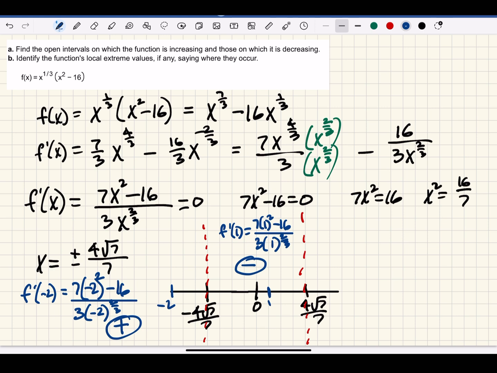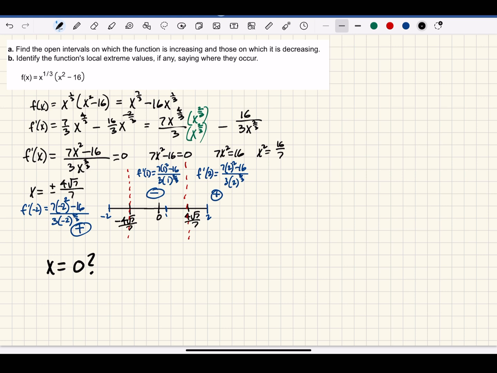To the right of the critical point 4 times the square root of 7 over 7, we might use 2. Finding the first derivative evaluated when x is 2, we would have f prime 2 equal to 7 times 2 squared minus 16 divided by 3 times 2 raised to the 2/3. Again, this is going to be positive. We looked at where the first derivative is equal to 0 by setting the numerator equal to 0.